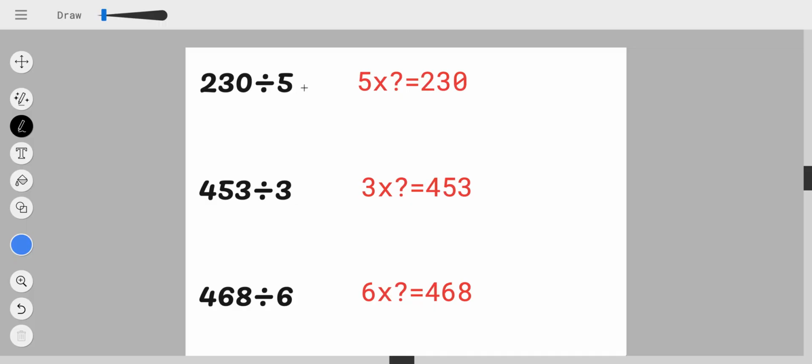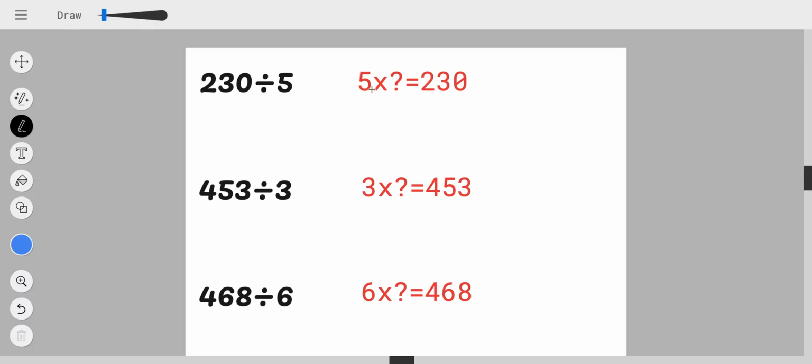Now we know that we can turn divisions into multiplications. So 230 divided by 5 is the same as 5 times what gives 230. So that's step one, turn it into a multiplication. Step two is, well, what can we break 230 up into to make it a little bit simpler? What chunks can we break it up into? Well, for this one, I think 200 is going to be a nice friendly chunk for us to work with. So we'll start with that.